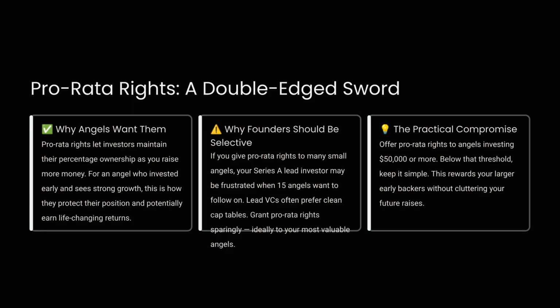Pro rata rights allow angels to maintain ownership in future rounds. While angels want them, founders should be selective as too many small investors can complicate later funding. A compromise is granting these rights only to angels who invest $50,000 or more.